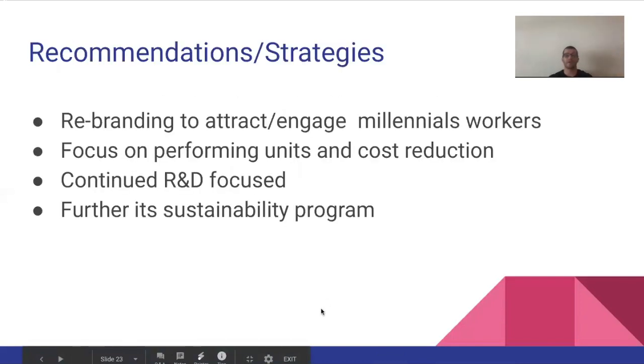In terms of recommendations and strategy following the key issues, our recommendation number one is to rebrand to attract and engage millennial workers. 3M has a long tradition of having a big team of scientists in their research and development. However, as time has progressed, they are failing right now to attract millennials. Number two, focus on performing units and cost reduction. Number three, continue research and development focus, and further its sustainability program.